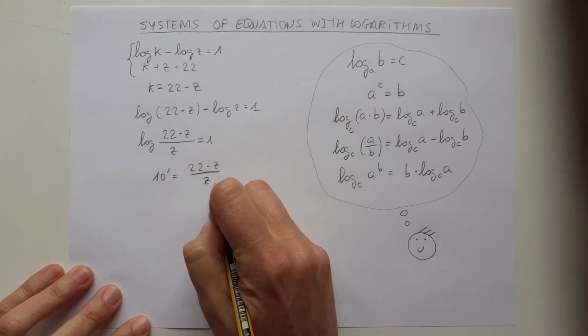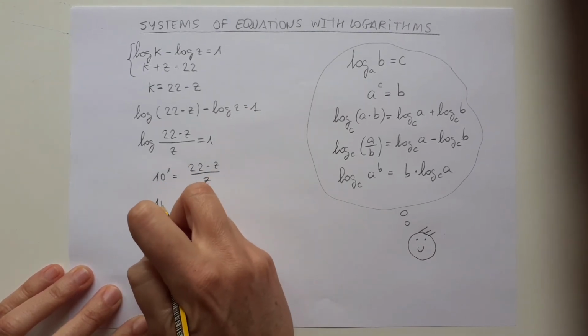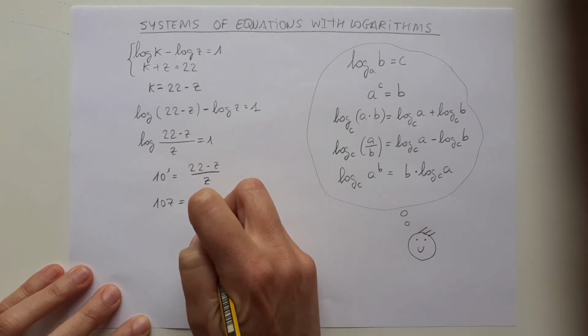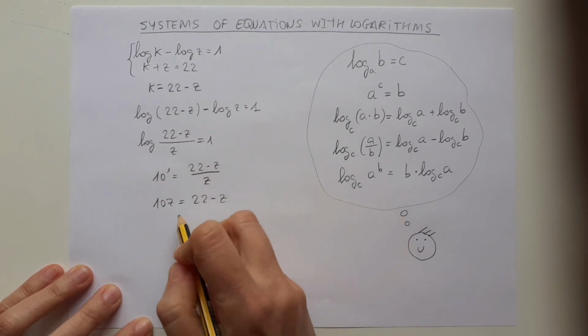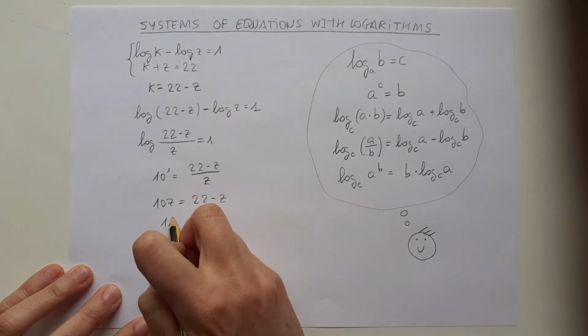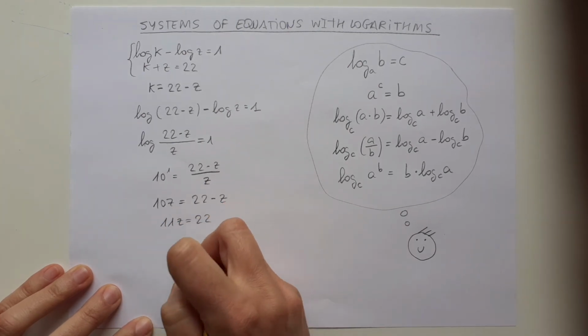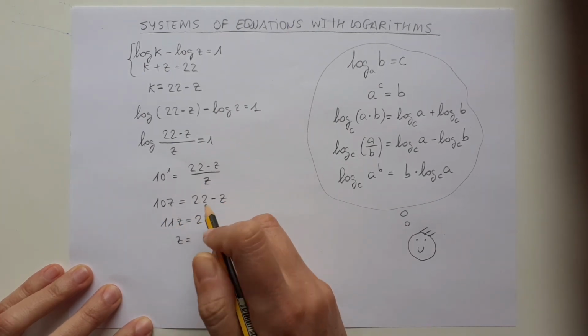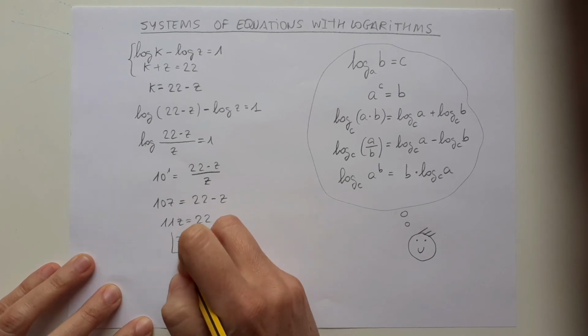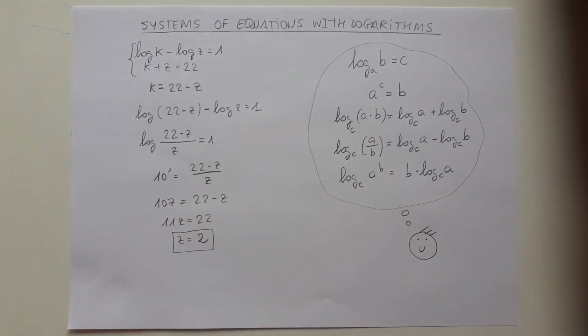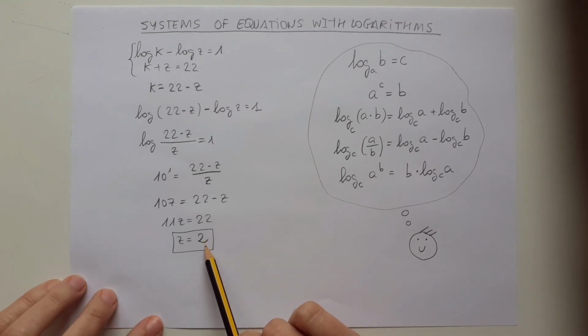So this is dividing, it goes to the other side multiplying: 10z equals 22 minus z. This goes over, and the result is 22 over 11, which is 2. Be careful, because remember that at the end you always have to check that this solution is correct.